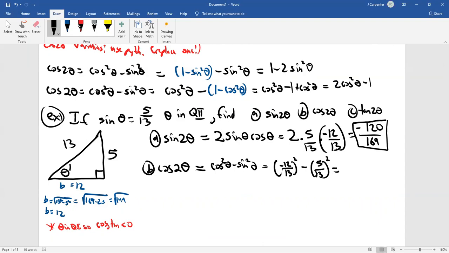All right, well, the negative for the first one is going to cancel. 12 squared is 144, so that's 144 over 13 squared, which we know is 169. 5 squared is 25, so that's minus 25 over 169. And then you do 144 minus 25. That's going to be 119. So 119 over 169, and it's positive.